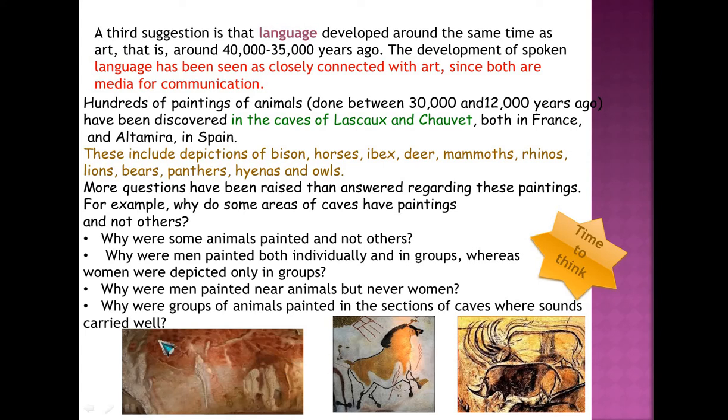Why is that so? And why were men always painted near animals and not women? Okay, is it that women were not present then? And why were groups of animals painted in the sections of caves where sounds carried well, like where they could actually articulate maybe the echoing sound and all that? Only in those kinds of caves you can see these paintings and not in the ordinary caves. Did you understand? Where sound carried well, only in such typical caves you can see these paintings. So many questions came up from the discovery. So these give you a way to think about so many points.